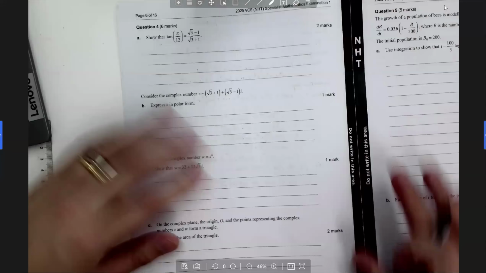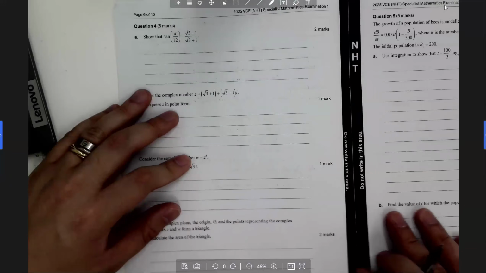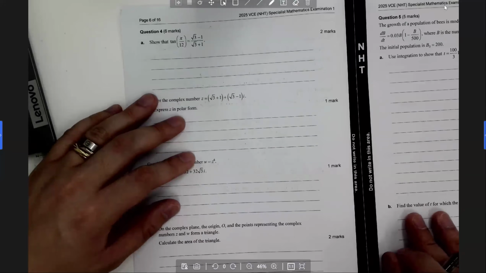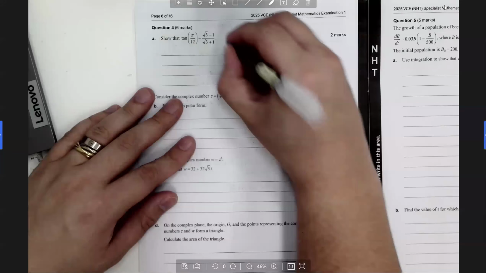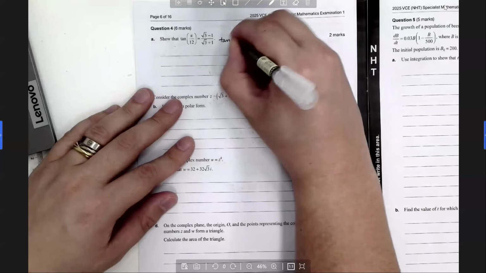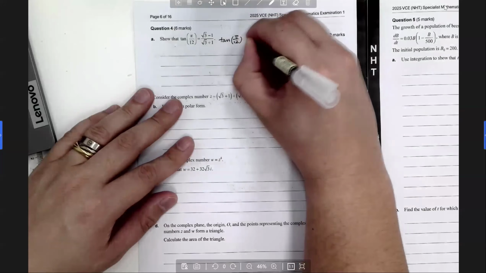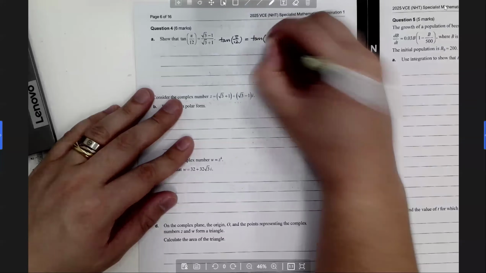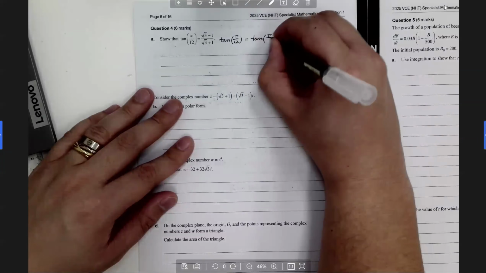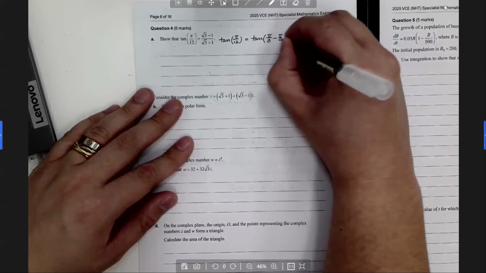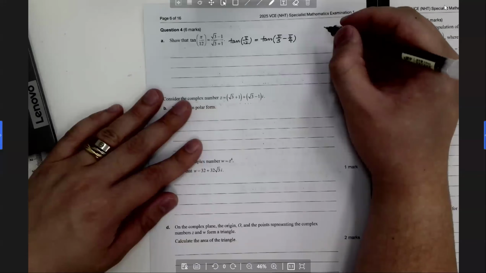Question 4. Show that tangent pi over 12 equals (root 3 minus 1) over (root 3 plus 1), 2 marks. So I would say, okay, tangent pi over 12 equals tangent 15 degrees, which is 60 degrees minus 45 degrees. So I have pi on 3 minus pi on 4.